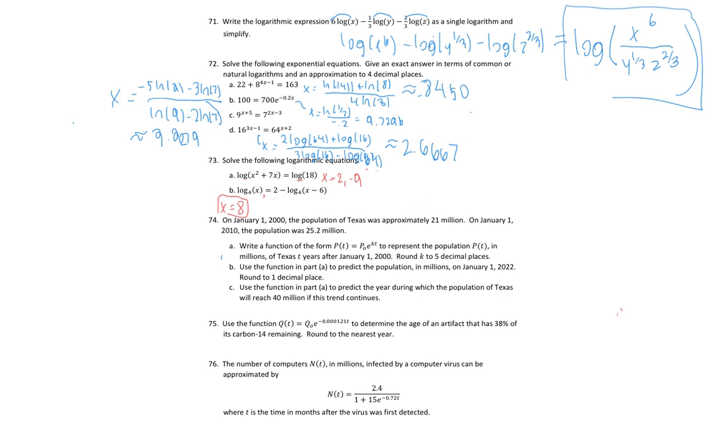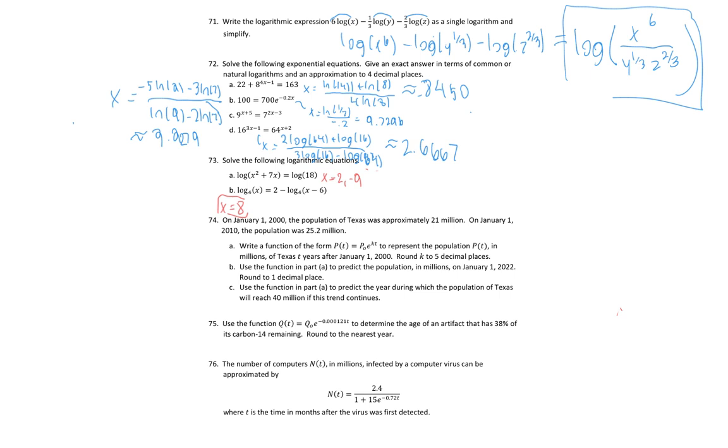Moving on to the one after that. On January 1st of 2000, the population of Texas was approximately 21 million people. On January 1st of 2010, it was 25.2 million people. So the first question is, write a function in the form p of t equals p naught e to the kt that represents the population in millions of Texas, t years after January 1st, 2000. Round k to 5 decimal places.